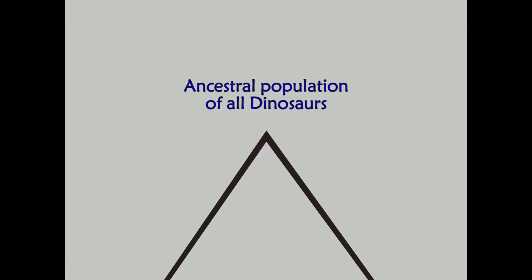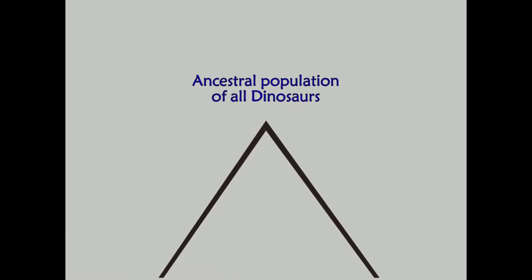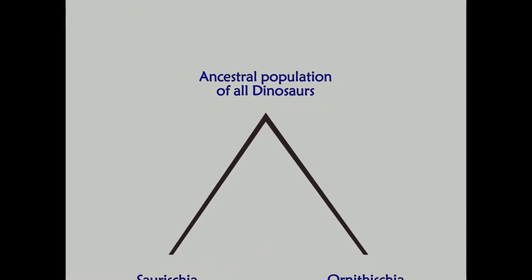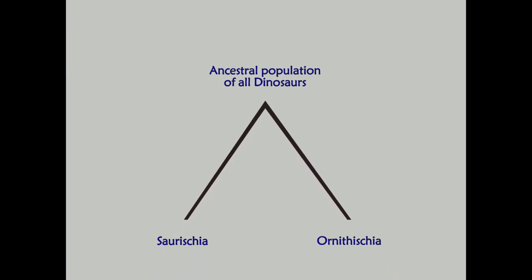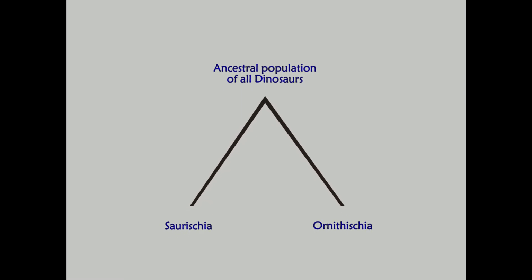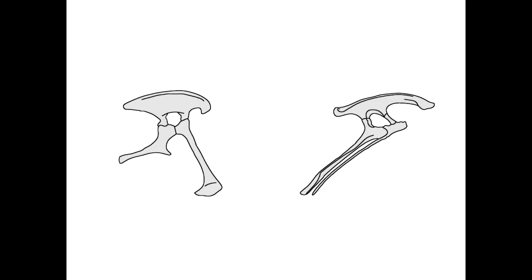Now, if we take the dinosaurs as an example of life's tendency to split into branches, we see that very early in dinosaurian history, the population began to diverge into two branches that would lead to the two major dinosaurian groups, Saurischia and Ornithischia. The most obvious diagnostic feature separating the two groups is the shape of the pelvis, which is made of three bones: the ilium, which connects to the backbone, the pubis, and the ischium.